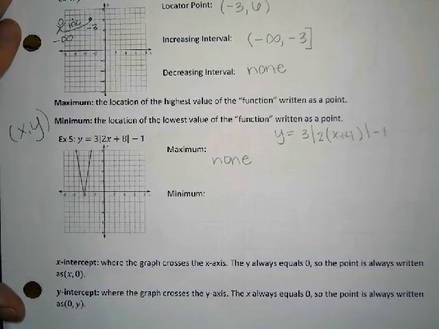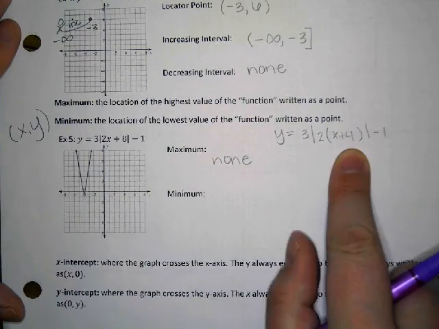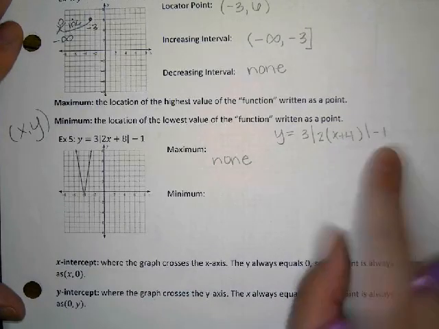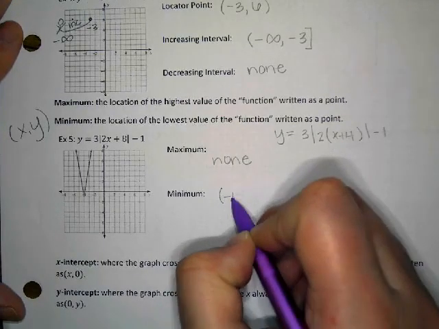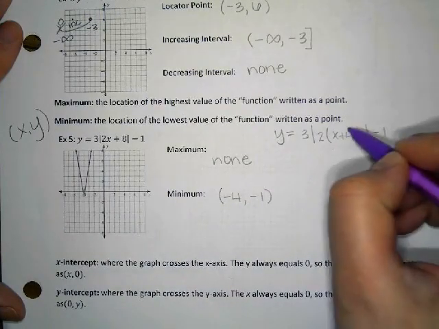Don't look here. We have to look where we looked after we found the transformations. -4, -1. So the minimum is also the vertex. And it would be -4, -1.